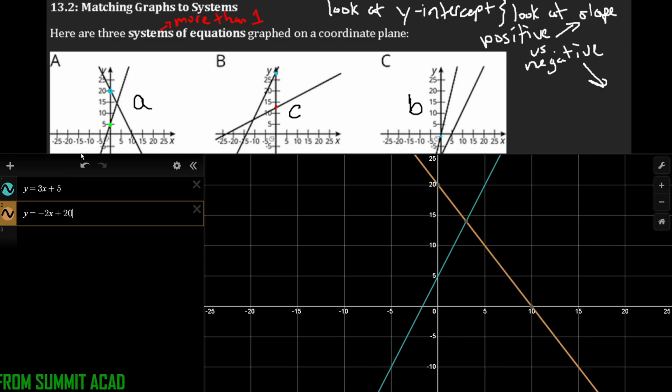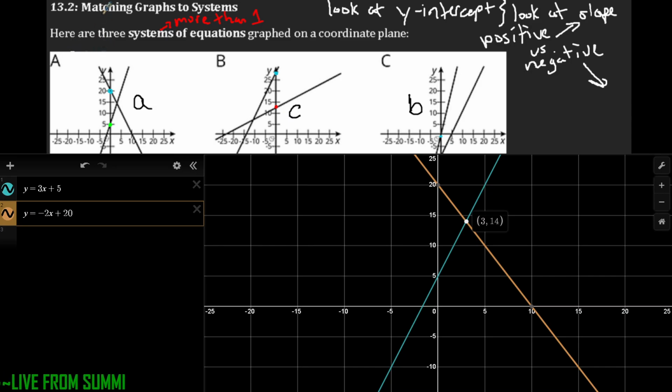Notice how it has a very similar graph. It goes through those main points, but what is our point of intersection? Again, wherever those two lines cross is where it has a solution. So let me write that in. Let me make sure you can still see it.